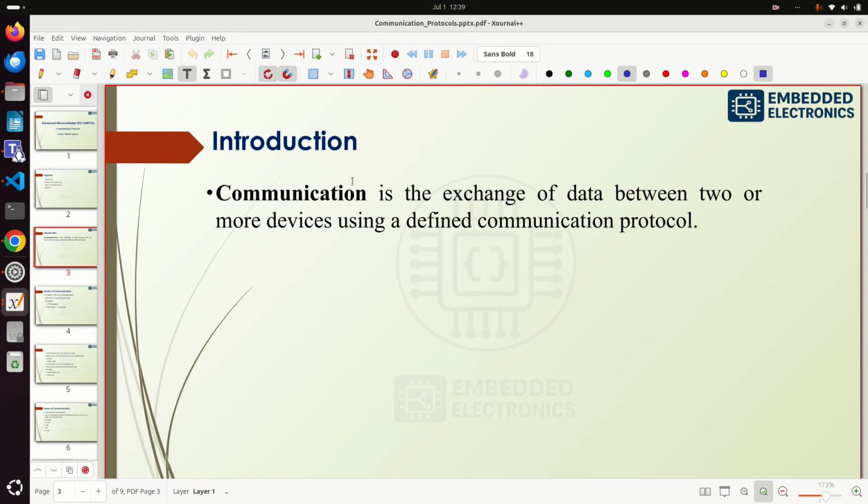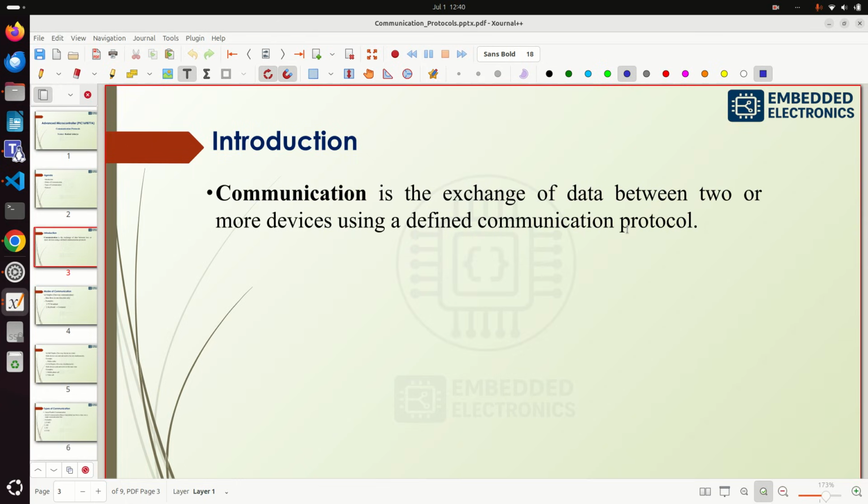And this is the introduction of communication. Communication is the exchange of data between two or more devices using a defined communication protocol. Simply, we can say that it is the exchange of information between two parties.